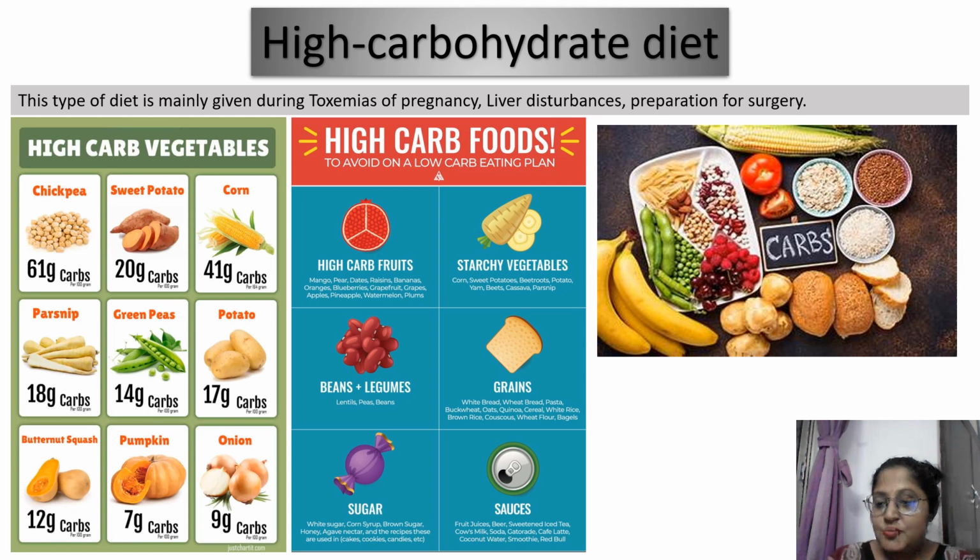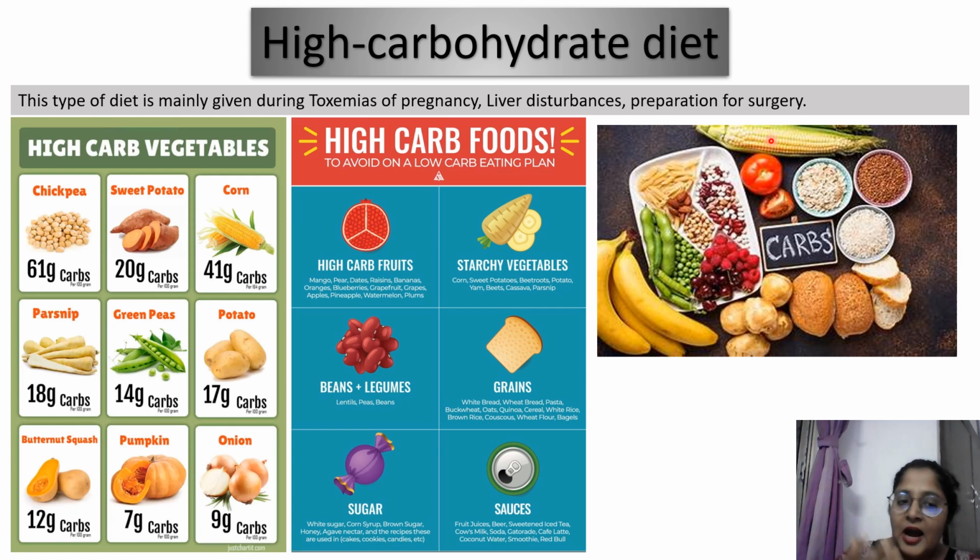So now the next one is a high carbohydrate diet. A high carbohydrate diet is mainly given to people who have toxemia during pregnancy, liver disturbances, those who can't take too much fat and protein, and when there is preparation for surgery.